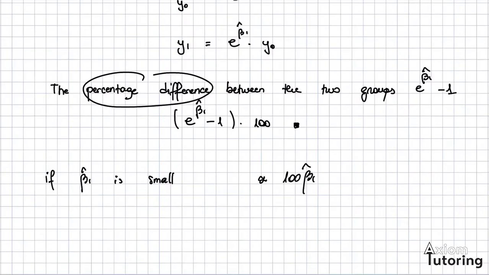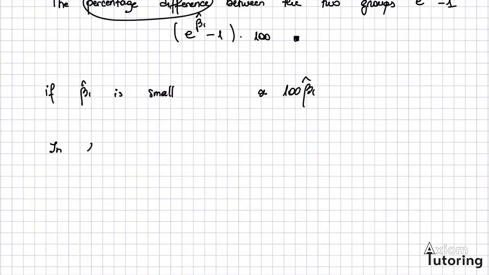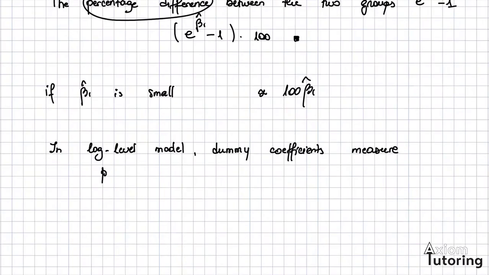Okay, so key takeaway in log models, and I'm going to be a little bit more specific, actually in log level models, but just keep in mind dummies can technically be just 0 and 1, so we will assume that's the unit level part of it. Dummy coefficients measure percentage difference between groups.